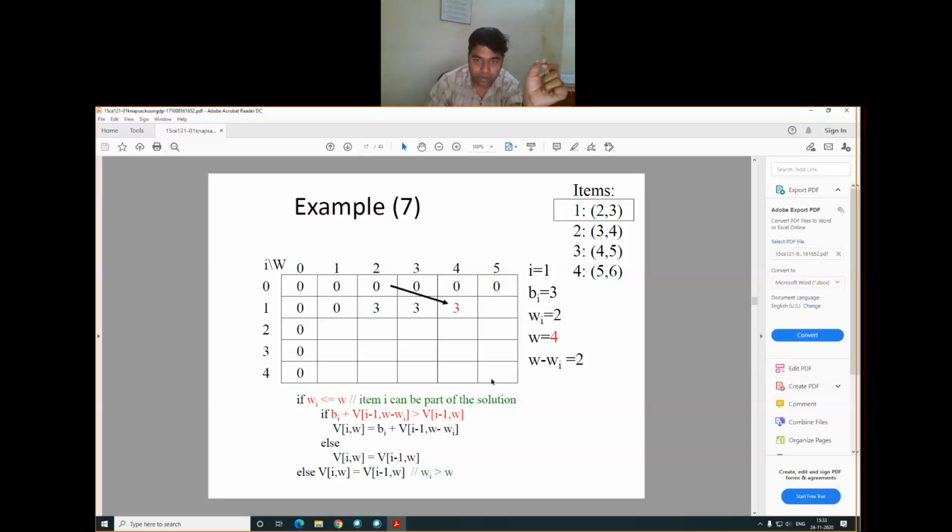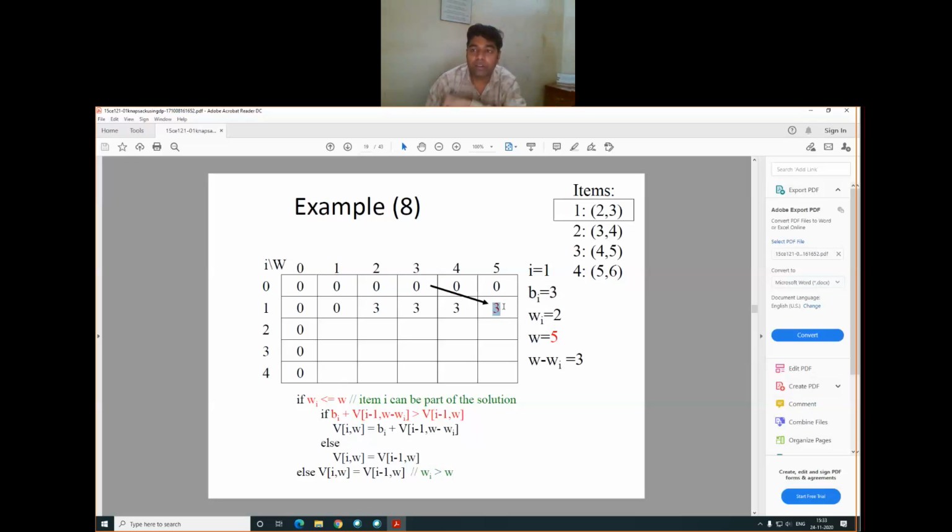Okay, next we have w is equal to 4, first condition, and again the first condition is true, so v of i,w is filled with 3. After the computation, this value occurs as 3. Okay, and next we have w is equal to 5, again the same condition, this condition is true, so we'll compute this, and that will come to 3.